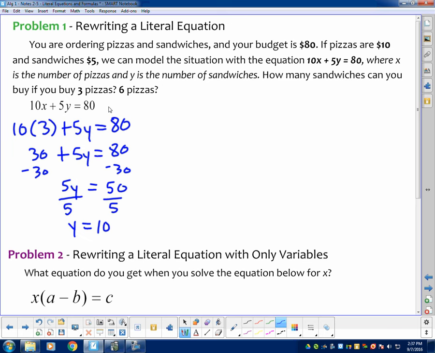So if I buy 3 pizzas, I can only buy 10 sandwiches with my $80. Now, we really don't want to do that over and over again with different values of pizzas that we might buy. You can actually solve this equation once and for all for the number of sandwiches represented by y. Here's what I mean by that. Take this equation, 10x plus 5y equals 80, which we're later going to learn is called standard form of a linear equation. We're going to be doing lots of equations like this and solving them for y. So this is a two-step process.